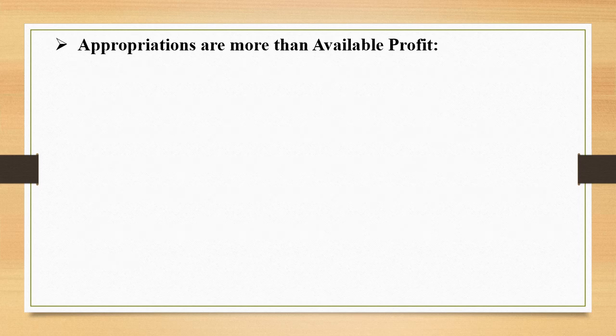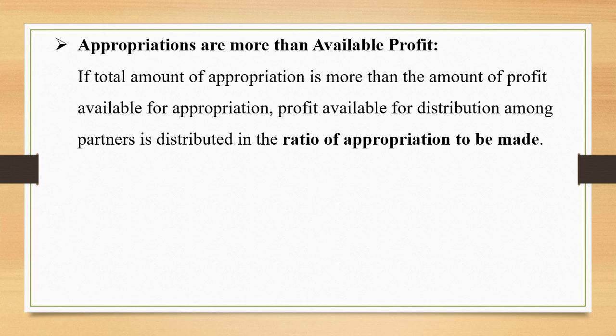What if the appropriations are more than the available profits? This is going to be a very important topic. If the total amount of appropriation is more than the amount of profit available for appropriation, then the profit available for distribution among the partners is distributed in the ratio of appropriation to be made. Please remember over here, the ratio of appropriation to be made.